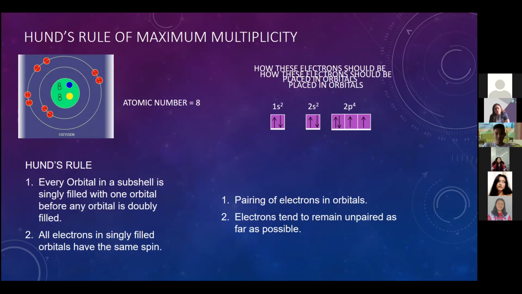Now we can easily fill the orbitals of oxygen using Hund's rule. The two electrons of 1s fill with one electron in the upward direction and one in the downward direction, and also in 2s2 we fill one electron in the upward direction and one in the downward direction. Therefore, always remember there are two tips in Hund's rule of maximum multiplicity: pairing of electrons in orbitals happens only when necessary, and electrons tend to remain unpaired as far as possible. Next.